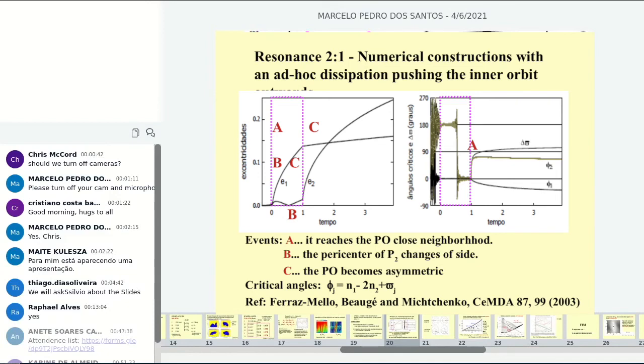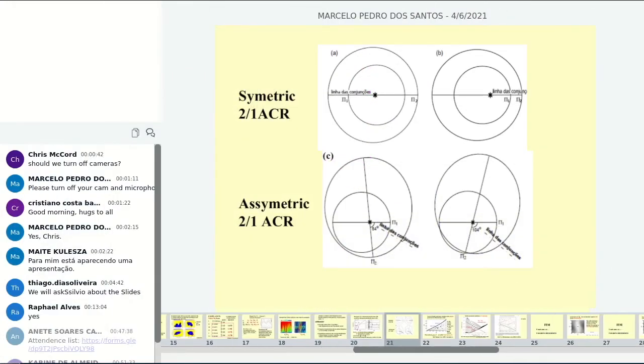Okay, let's continue. Next slide, please. Here are the results. The first condition that we had was to have one symmetric orbit. We call this axial correlation resonance. We have an axisymmetric one, like in Figure A. We have one pericenter on the left and the other pericenter on the right. In this drawing, the pericenter of the inner orbit is on the left, and the pericenter of the outer orbit is on the right.